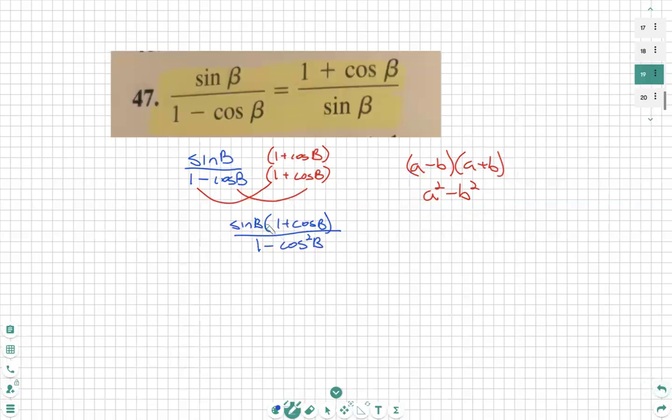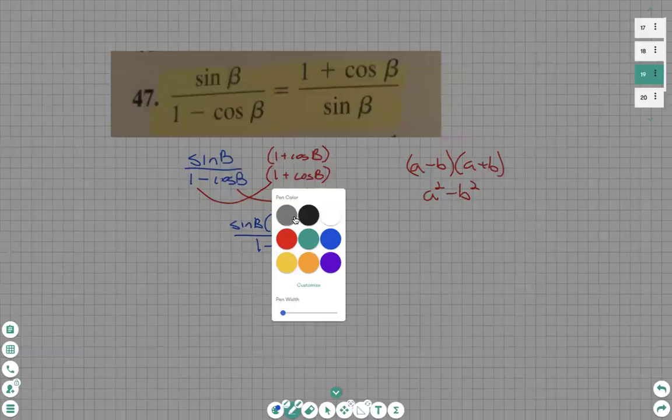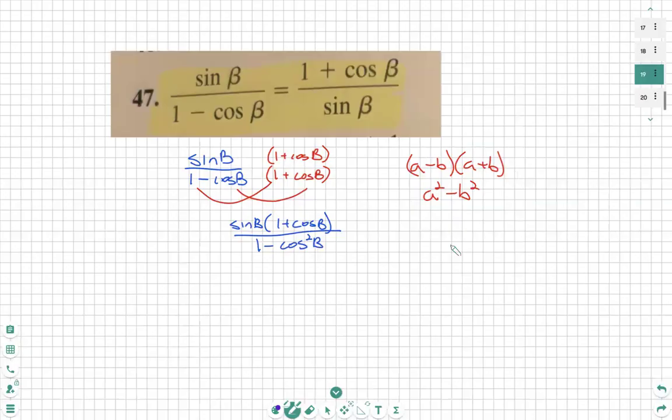Next, I don't want a cosine on the bottom. I want a sine, and I need to cancel this one up here somehow. Well, I see a 1 minus cosine squared on the denominator, so we must recall that sine squared of x plus cosine squared of x is equal to 1. Solving, I can subtract cosine squared of x over to the other side, and we see that sine squared of x is equal to 1 minus cosine squared of x.